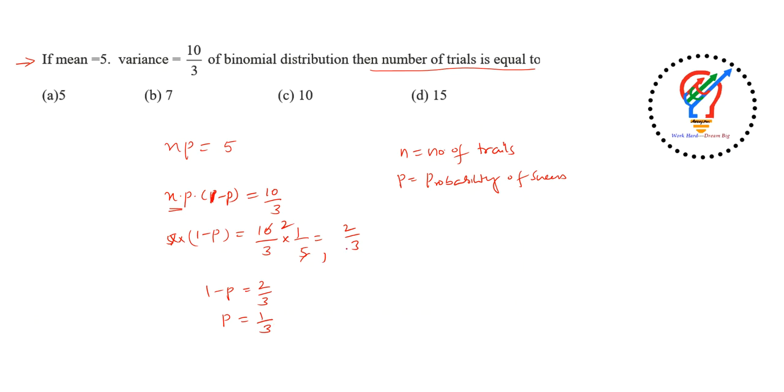Okay. Now we need the value of n. N is now the question mark here. So n into p is equal to 5. Okay, p value you know. So n into 1 by 3 is equal to 5. N is nothing but 3 into 5, which is nothing but 15. So 15 trials are required as per the given mean and variance. So answer will be C here.